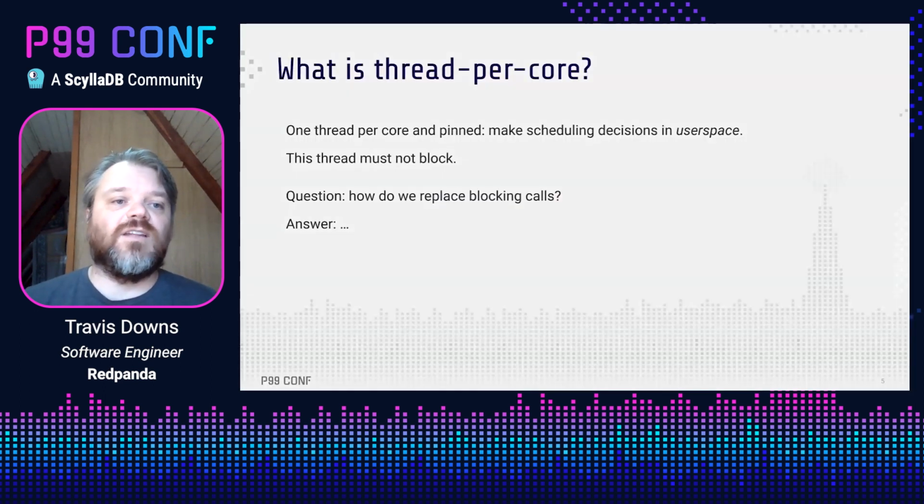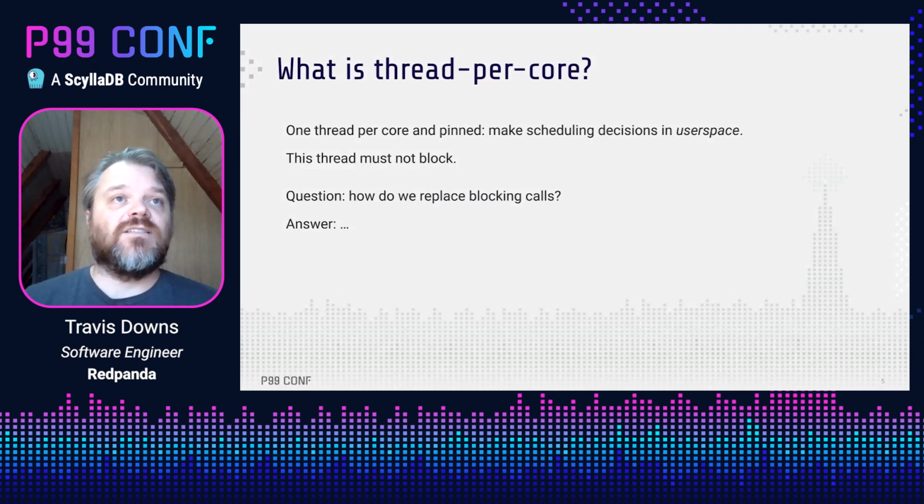Thread-per-core, like the name says, is one thread on every core, and that thread is pinned to that core. Really, it withdraws the scheduling decisions from the kernel, and we have to make scheduling decisions in user space. The kernel scheduler is still running, of course, but it doesn't have anything to do because we've forced one thread to run on one core.